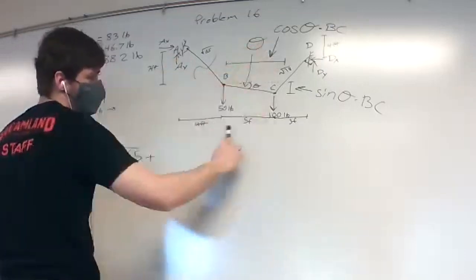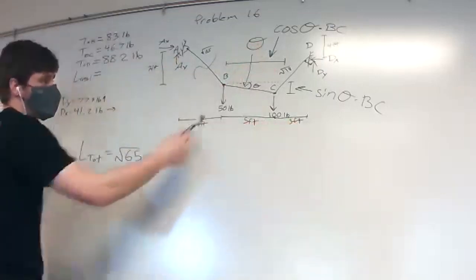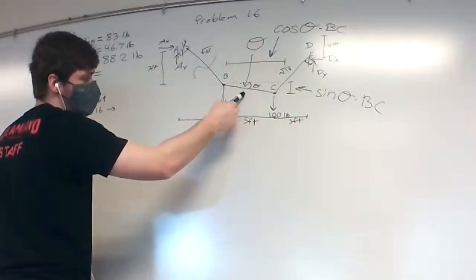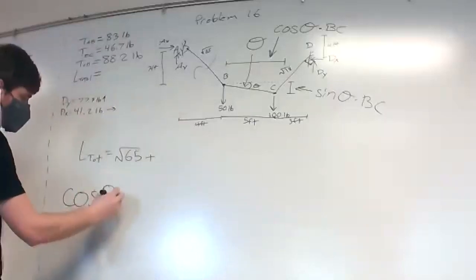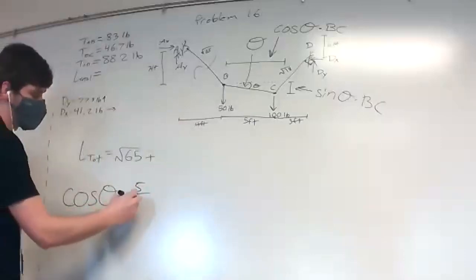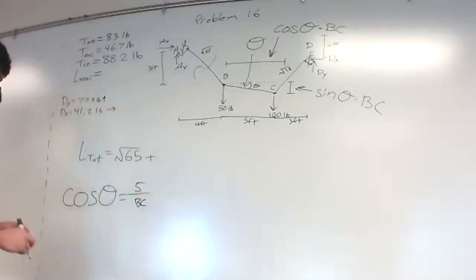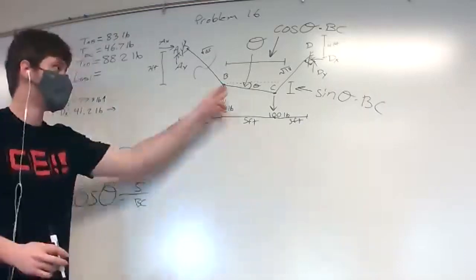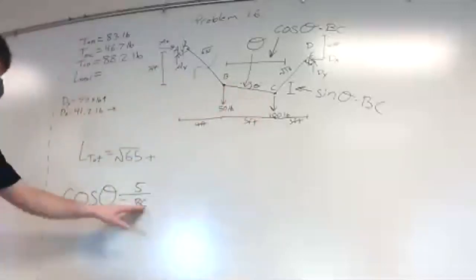cosine theta times 5 feet, because cosine theta, sorry. So we would have cosine theta is equal to 5 feet over the length that we want, which is going to be BC. Because cosine is adjacent over hypotenuse. Our adjacent length is 5 feet. That would go from here to here. And this unknown length is what we're looking for.